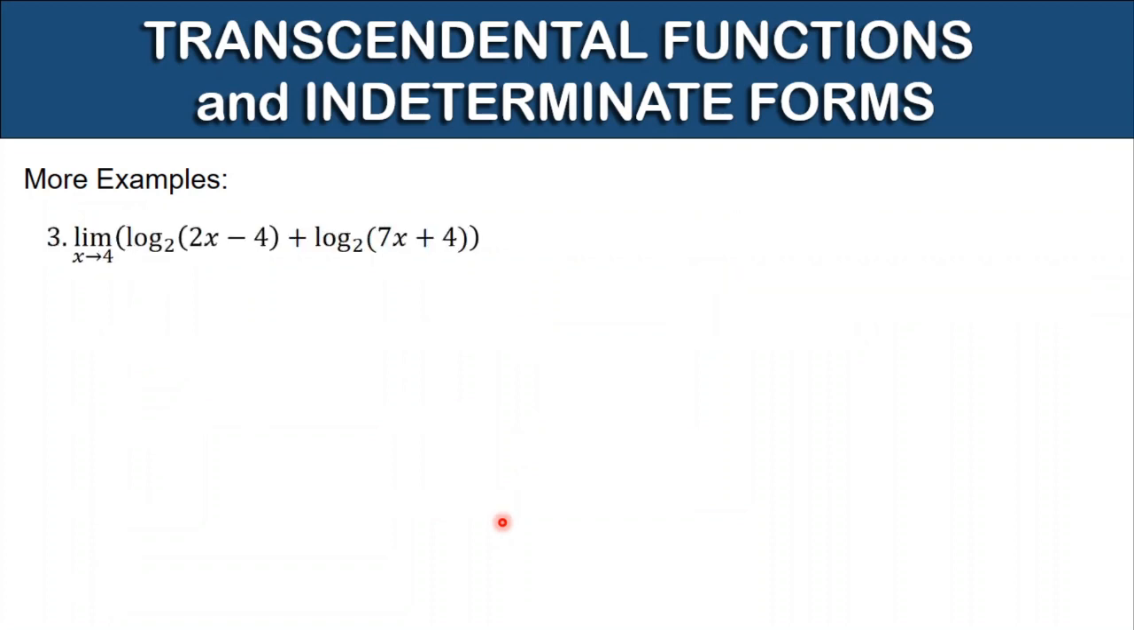Third example, we have the limit of the logarithm of the quantity 2x minus 4 with the base 2 plus the logarithm of the quantity 7x plus 4 to the base 2 as x approaches 4. So also here we can use the direct substitution. We're going to have the logarithm of the quantity 2 times 4 minus 4 with base 2 plus the logarithm of the quantity of 7 times 4 plus 4 with base 2.